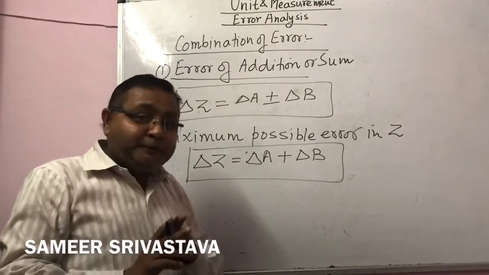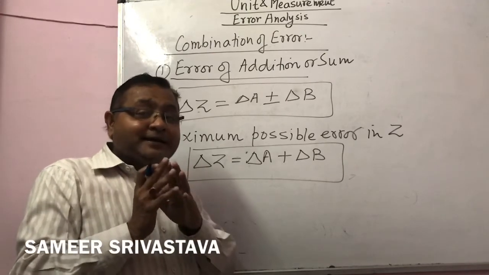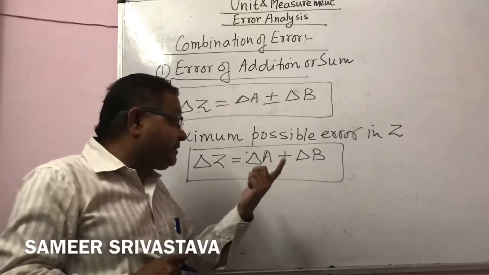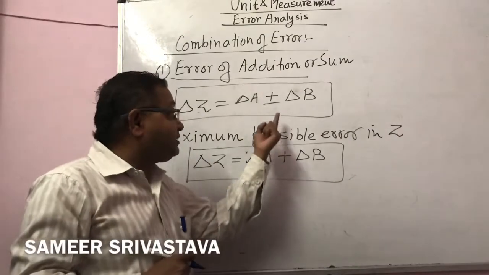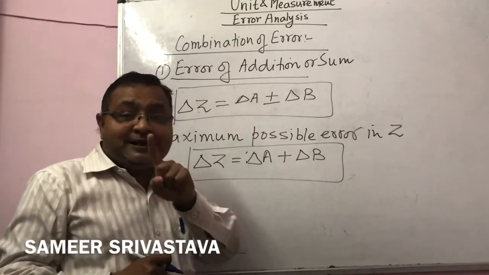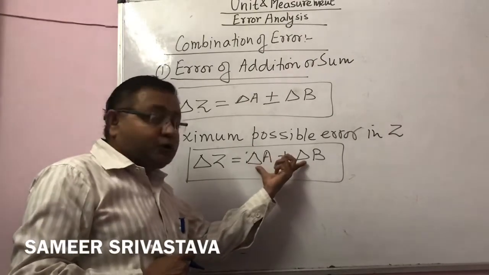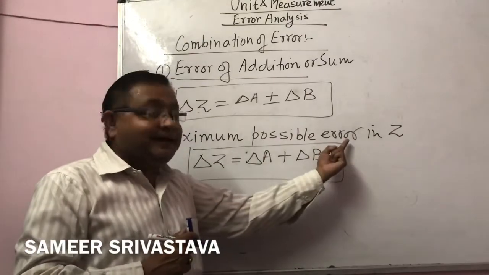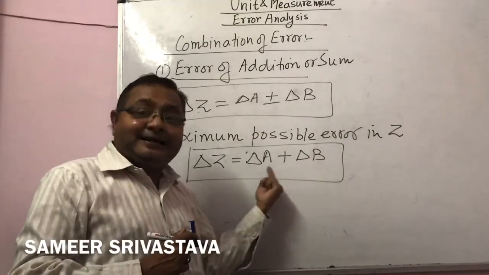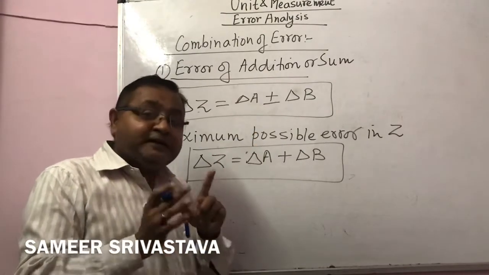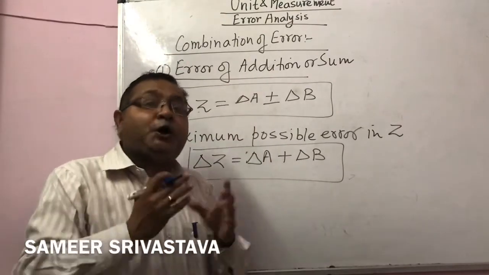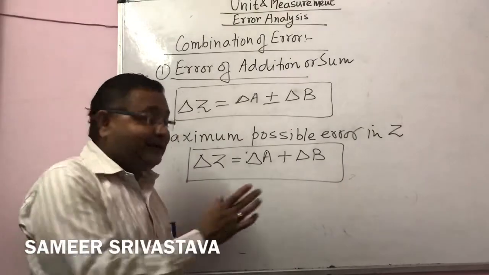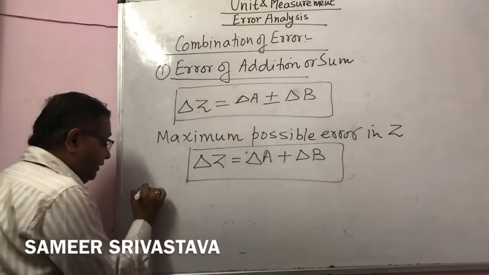The second point: whenever you write any expression, the error content is always in its maximum form. You cannot use subtraction there. Whenever you have to write the expression, you always take the maximum possible error. That is, you have to add the error values, never subtract them. We always find the maximum condition, how much error is generated in that experiment. Maximum means we always add the absolute values.